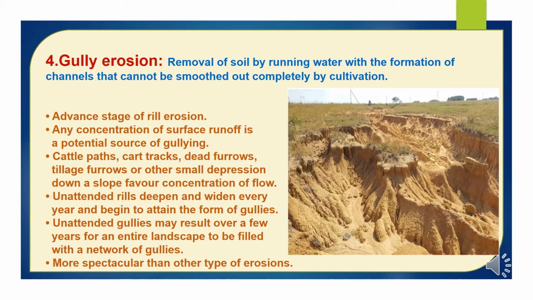Cattle paths, cart tracks, dead furrows, tillage furrows, or other small depressions down a slope favor concentration of flow. Unattended rills deepen and widen every year and begin to attain the form of gullies. Unattended gullies may, over a few years, result in an entire landscape being filled with a network of gullies, more spectacular than other types of erosion.